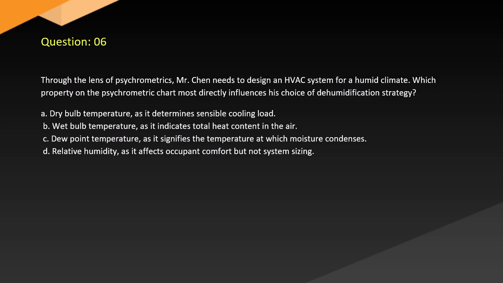Question 6. Through the lens of psychrometrics, Chen needs to design an HVAC system for a humid climate. Which property on the psychrometric chart most directly influences his choice of dehumidification strategy? A. Dry bulb temperature, as it determines sensible cooling load. B. Wet bulb temperature, as it indicates total heat content in the air.